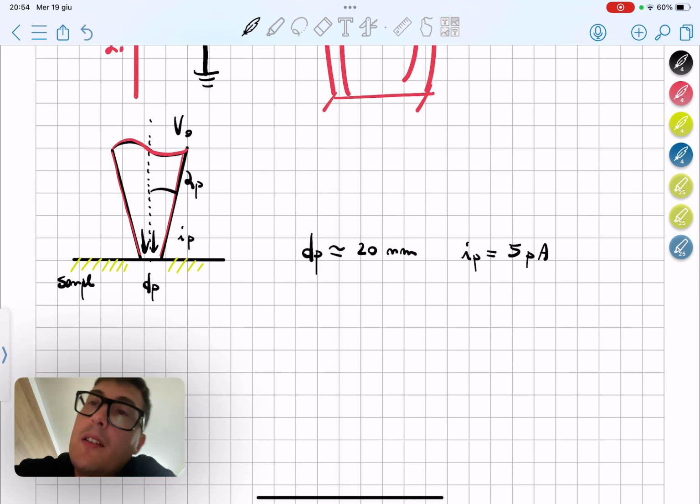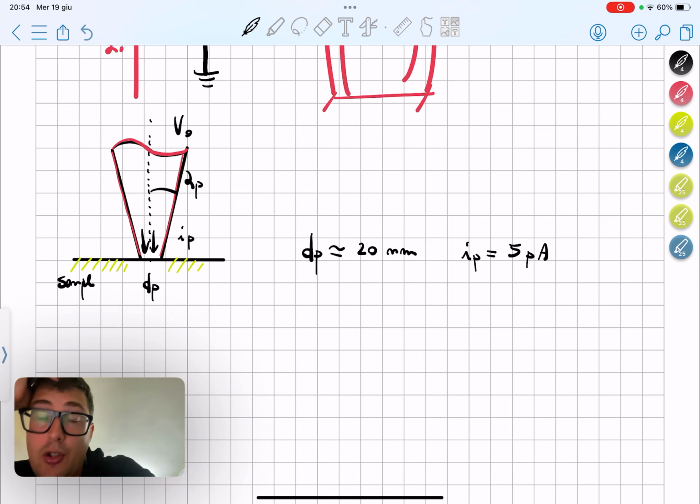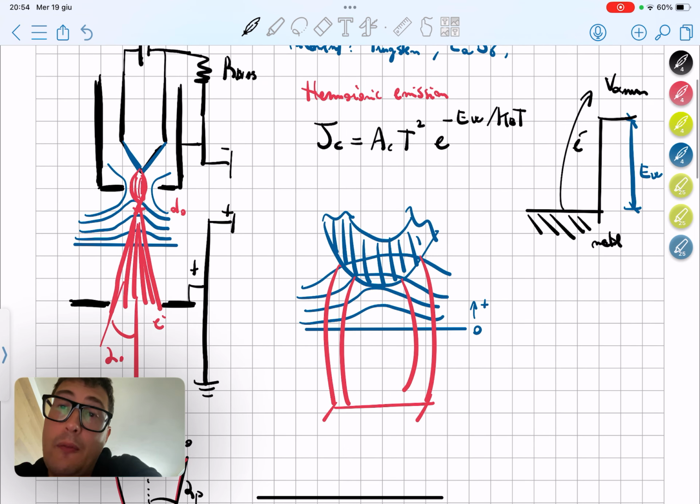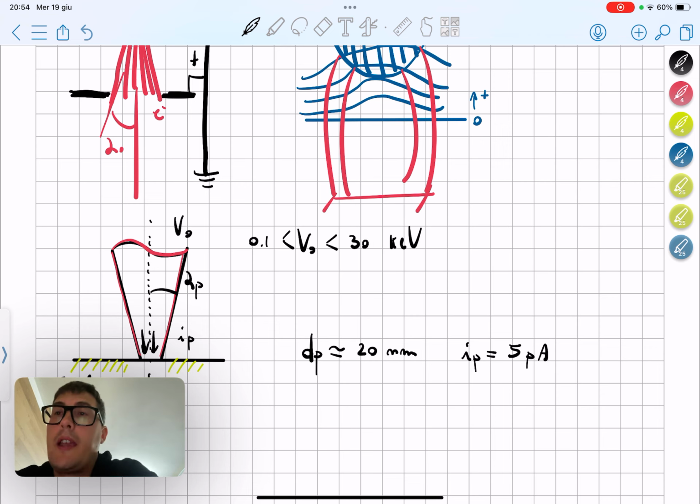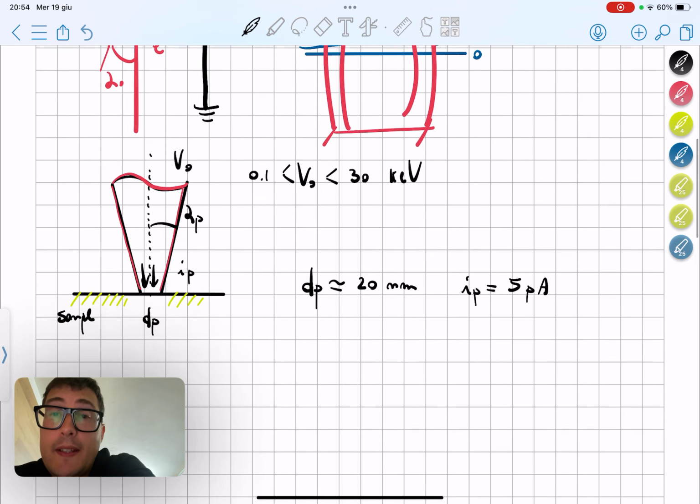And the last parameter is the accelerating voltage of the system. Consider that the electrons are accelerated in the electron gun with an accelerating voltage that can go from, let's say, 0.1 to 30 kilo electron volts. This is roughly the voltage range, the energy range in which the SEM works.